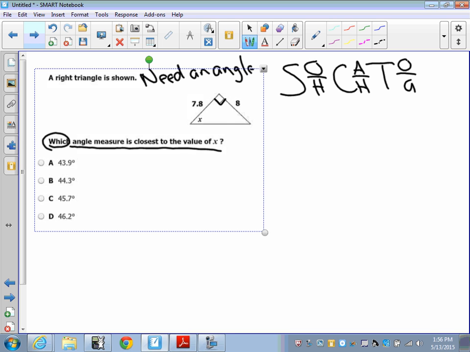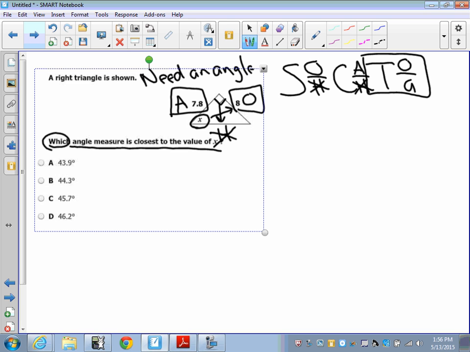So we label the triangle. Out here is the hypotenuse. On the other side of the triangle is the opposite, and this would be the adjacent. So we have the adjacent and the opposite. We do not have the hypotenuse. So that tells us we're going to use tangent.